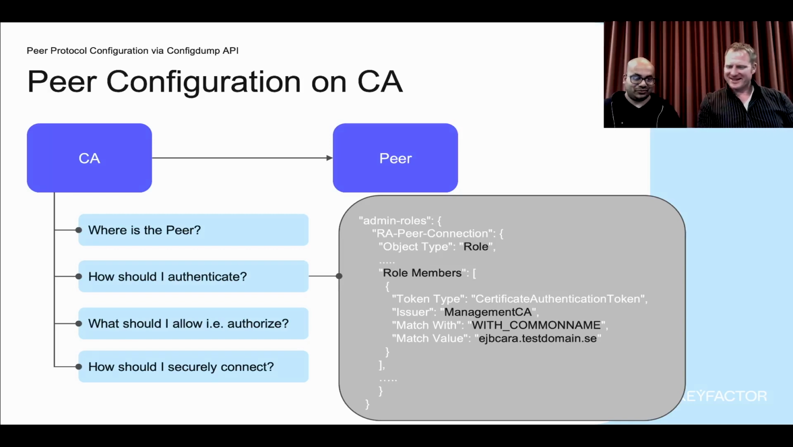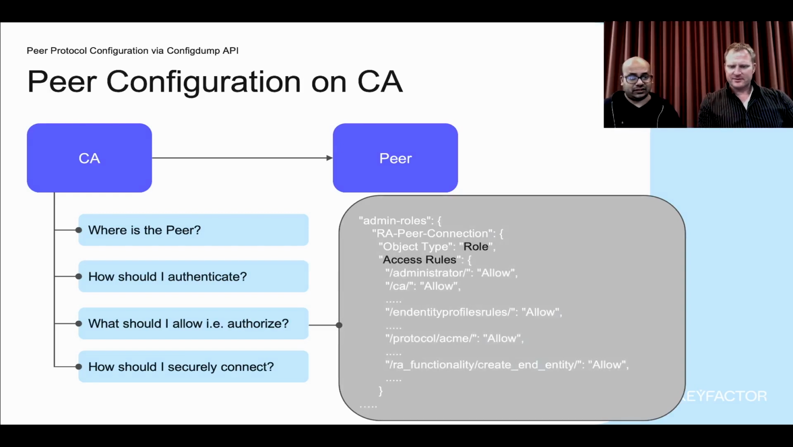Please note here, we are truncating the whole JSON because it's a little bit big, but please keep in mind that once you have set it up, perhaps manually, you can always export this JSON file using the config dump REST API, and then perhaps change the values. For example, this match value EJBCA array test domain.se can be your own domain, and there can be multiple role members. So once again, with the magic of copy paste and a JSON file, you can extend the automation.